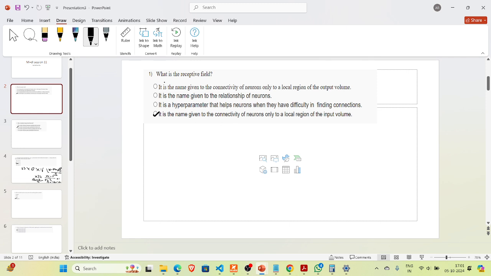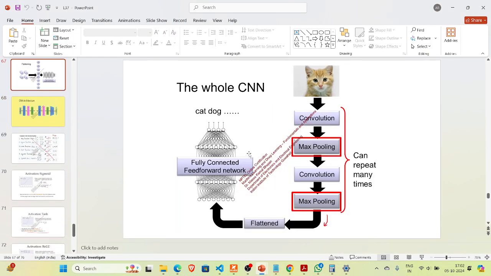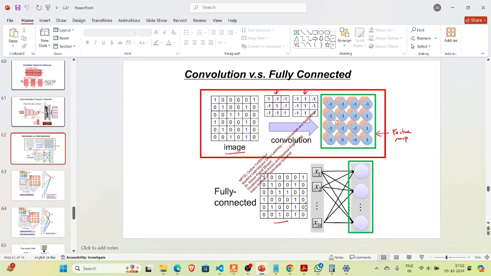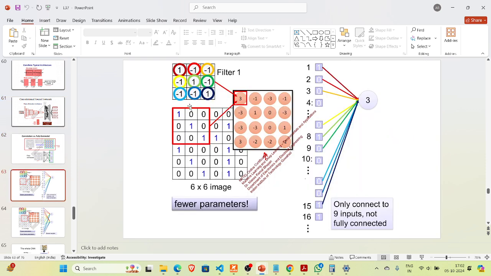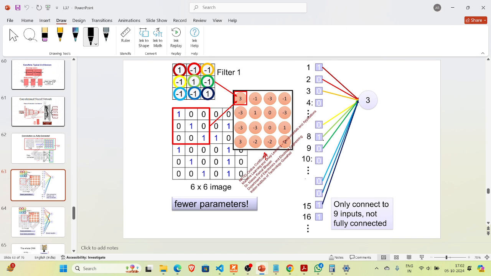So first we found out what the receptive field is. Receptive field is actually the size of the filter. From the professor's presentation you can see here, this filter value that we get after the convolution, 3, is connected to 9 pixels here. 9 pixels, right?